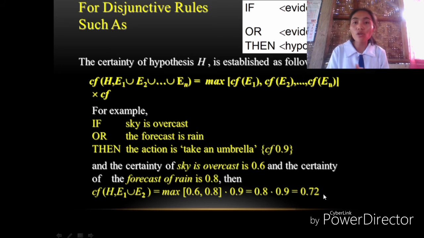So there are two kinds of rules for the certainty factor, conjunctive rules or disjunctive rules, but they differ in formula and syntax. In conjunctive rules, it is an intersection, A sub 1 intersection A sub 2. But disjunctive rules are a union, A sub 1 union A sub 2. And for conjunctive rules the minimum is taken, but for disjunctive rules it is the maximum.